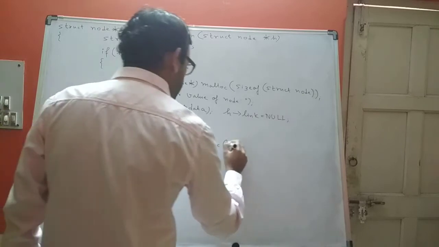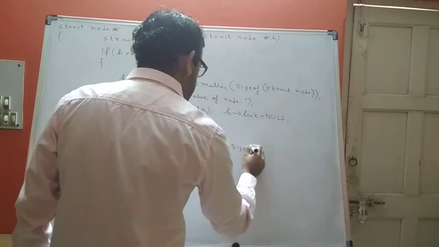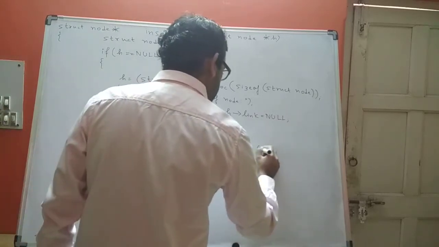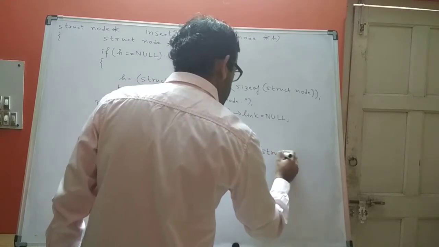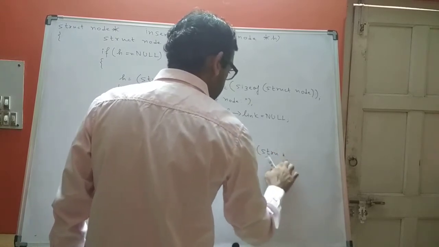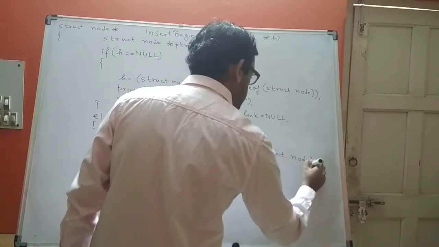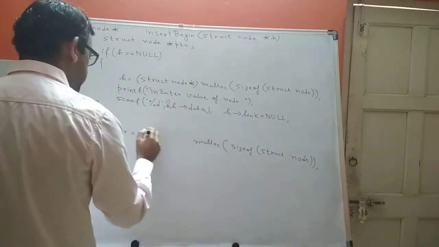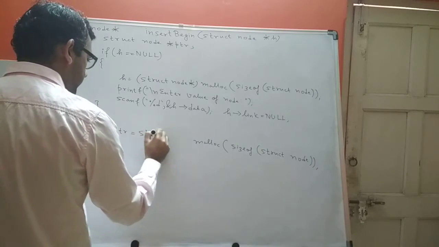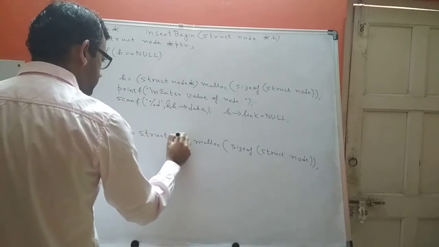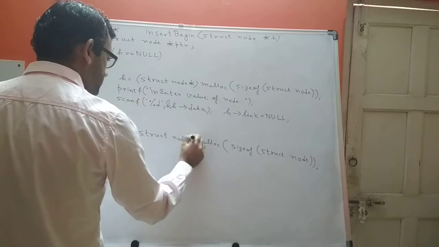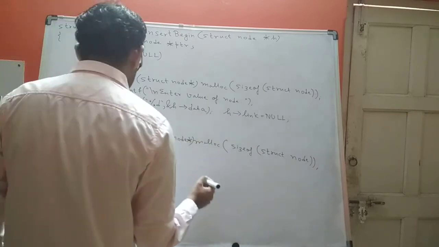I create a new node using malloc. And malloc will accept the size of the node. So I say size of struct node. And what will malloc return? Malloc will return a void pointer. So I need to typecast it to the appropriate type. The appropriate type in this case is struct node star.